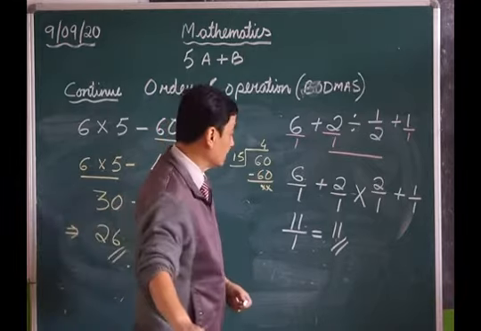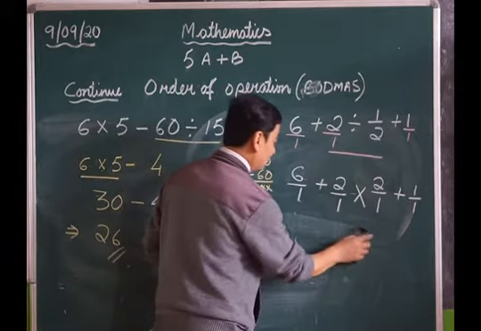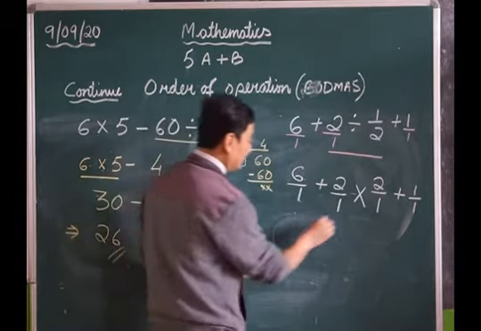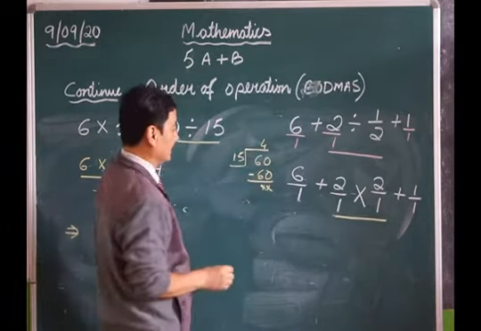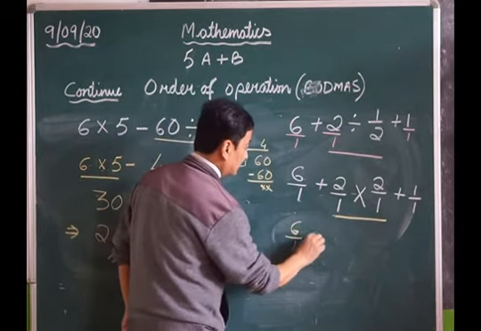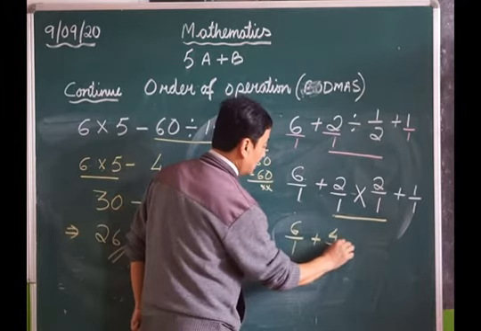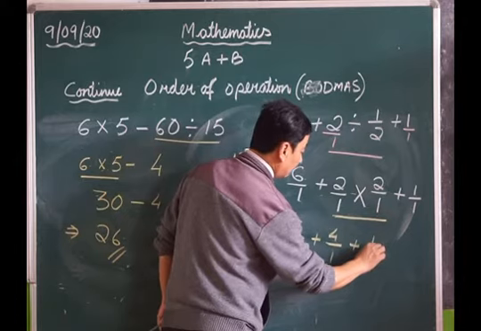But we have missed one step. Yes or no? Okay. Which step? We have not done this step here. So let's do this again. 6 plus, we have to multiply. 2 2s are 4 upon 1 plus 1 upon 1.